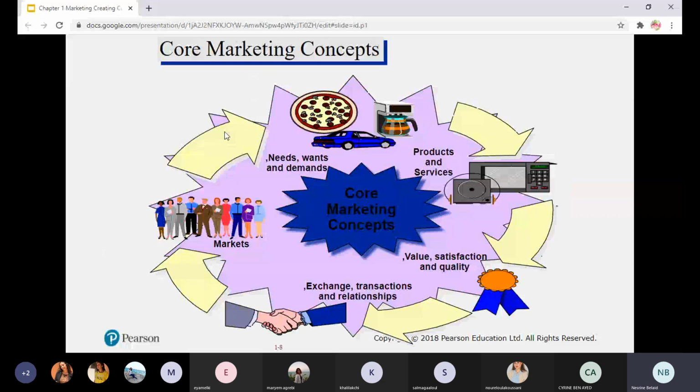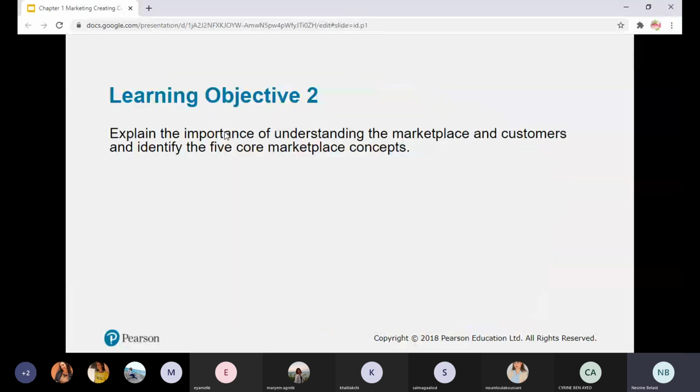Then we have the core marketing concepts like needs, wants, and demands, products and services, value, satisfaction, and quality, exchange, transactions, and relationships, and markets. Those are what we call the core marketing concepts. Then we did learning objective number 2.